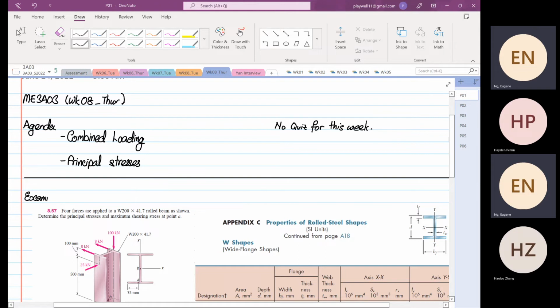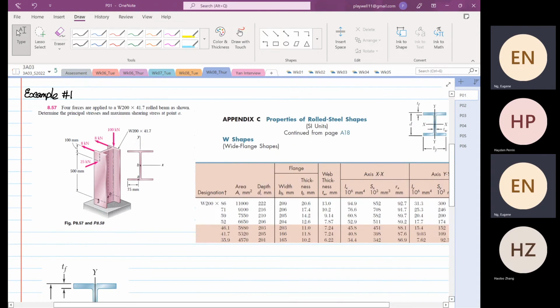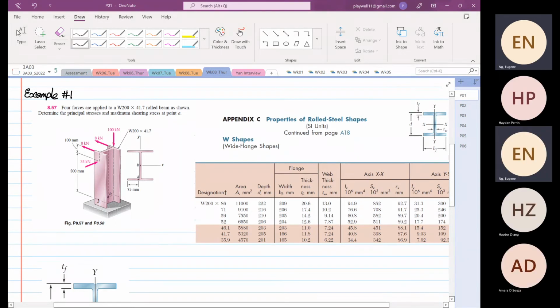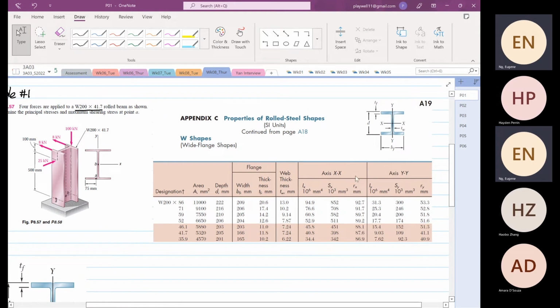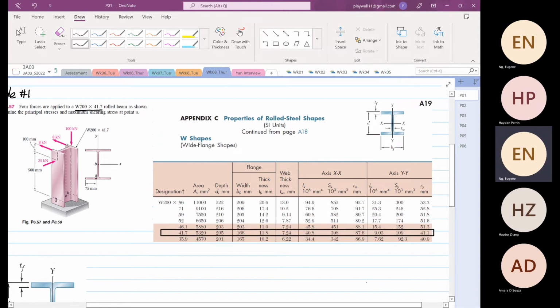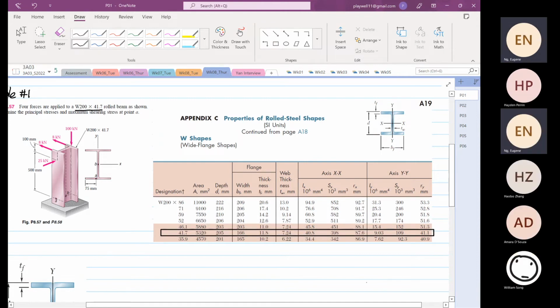So this example over here, we did this example on Tuesday, but we've not completed it yet. Okay, so we are given a structure as shown, and it has a designation of W200 times 41.7. So this is the information that is given. So we are going to follow the geometry of this specification. Okay, so this is the information that we need for calculation that I highlighted on Tuesday.